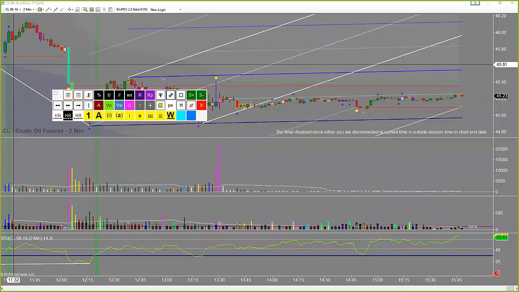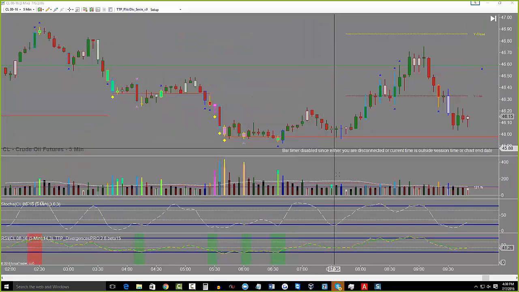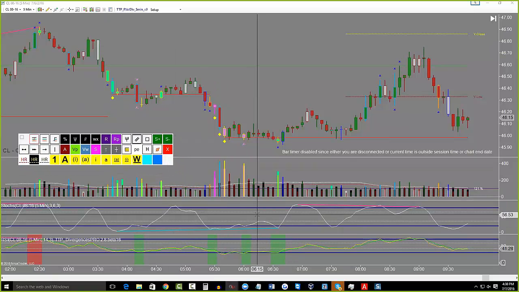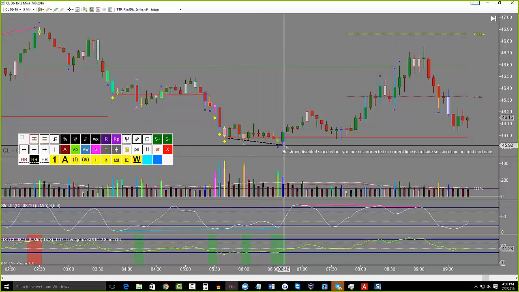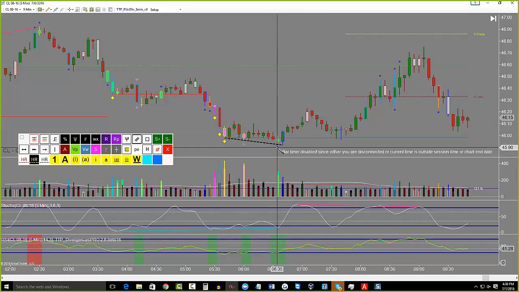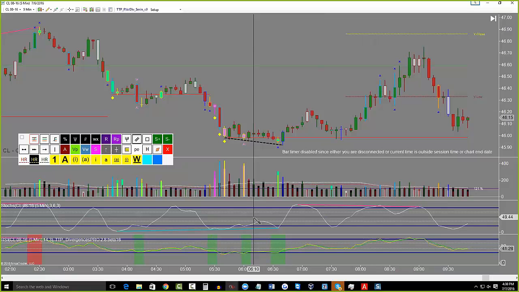So this is the same area on the 5-minute chart right here. And of course you have pretty solid volume divergence right here at this low. Everything's coming together right here on that exact bar right there. All right, and then you get that nice drive up and out of this area.